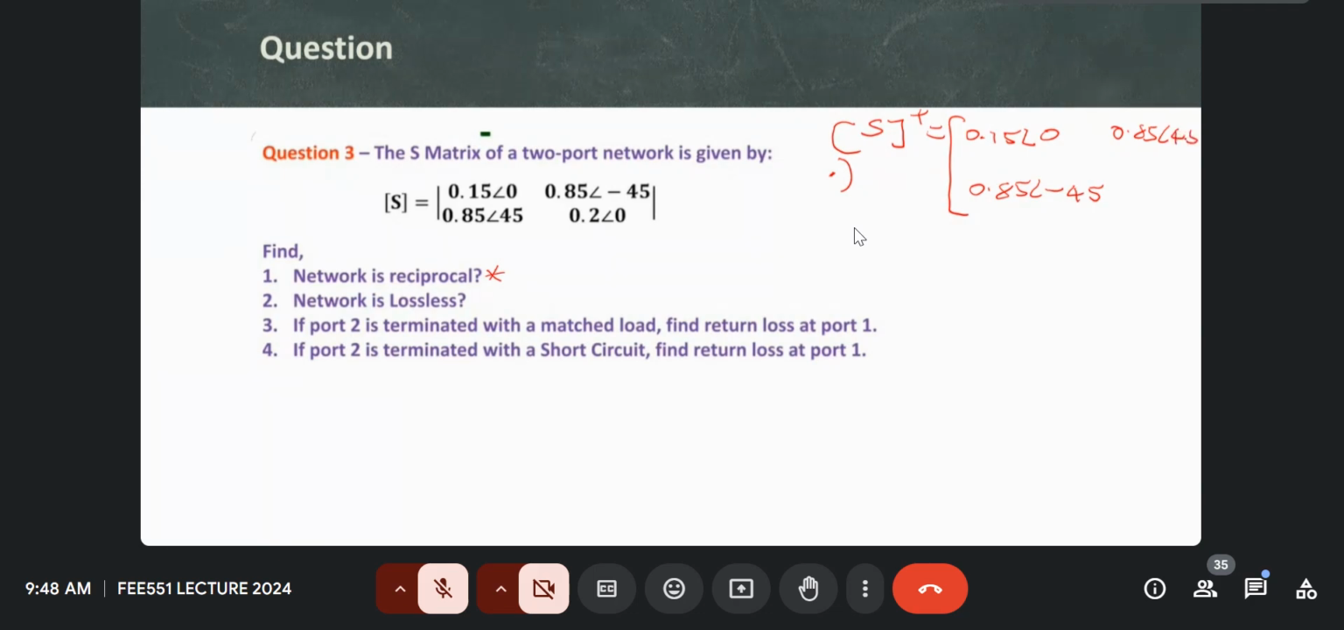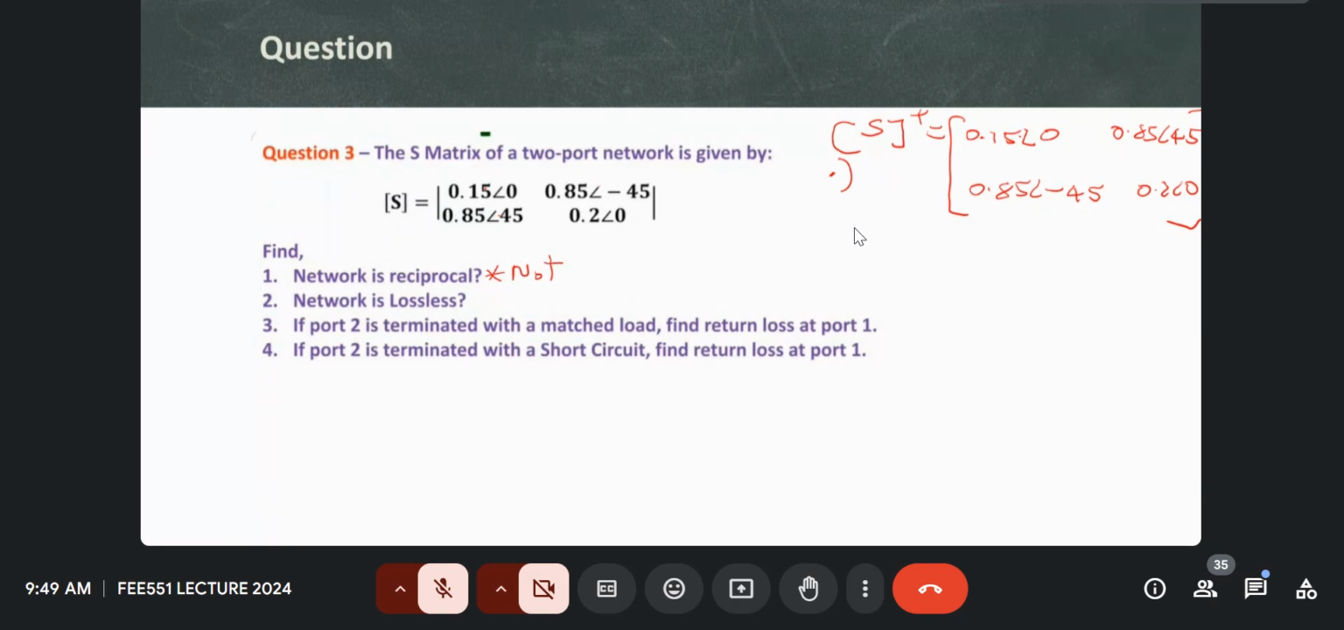How do you know two matrices are equal? Rebecca Kimaiga, how do you know two matrices are equal? We did this in numerical methods or in high school matrices. Two matrices are identical if this is equal to this, for example, this, that, but you can see quite clearly they are not equal. So basically this network is not reciprocal.